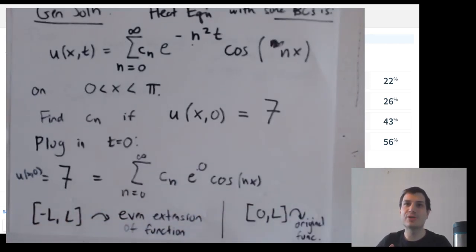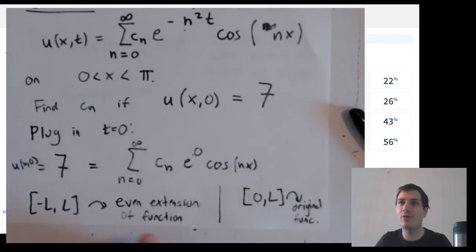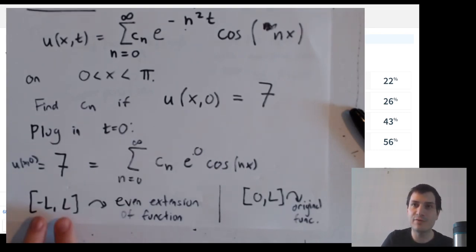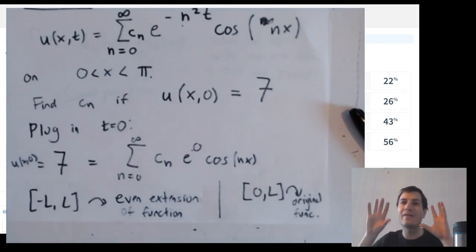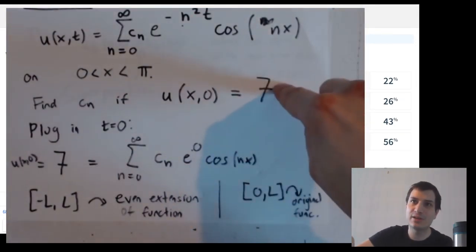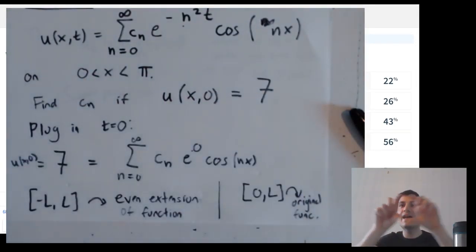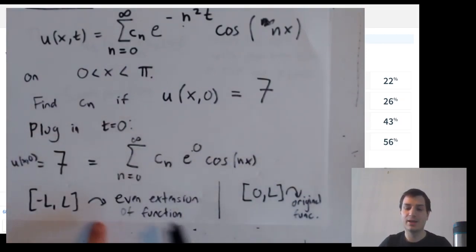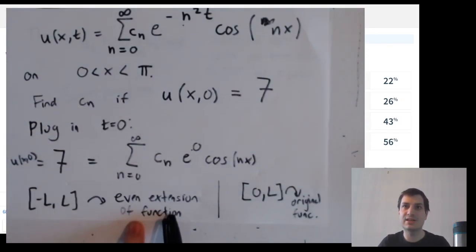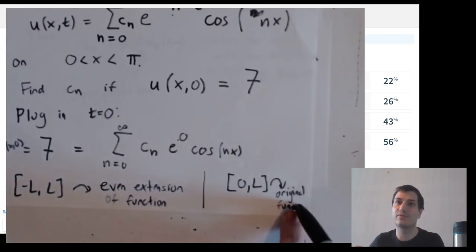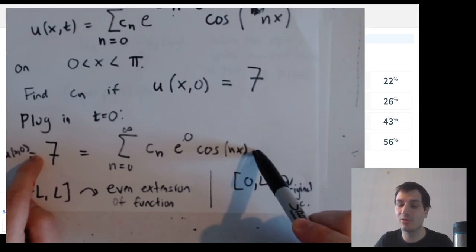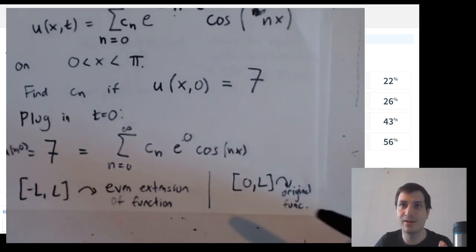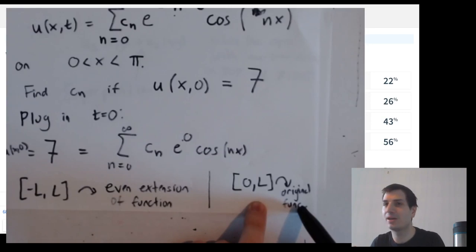So those are your two options, and they both come out with the same thing. So that maybe is the confusion. When you're working from minus L to L, you're not working on the function 7 from 0 to pi. You're working on the even extension of the function 7 from 0 to pi extended to minus pi to pi. So the minus L to L goes with the even extension, whereas 0 to L goes with the original function. And so when you do this thing, you can get it either way. I think this way is easier. I usually do it this way.